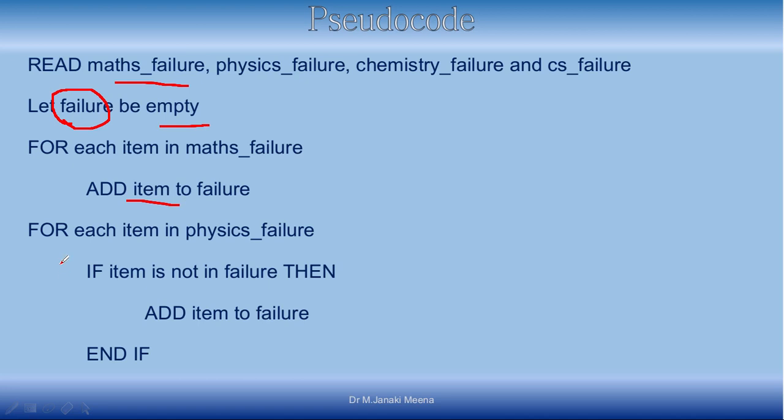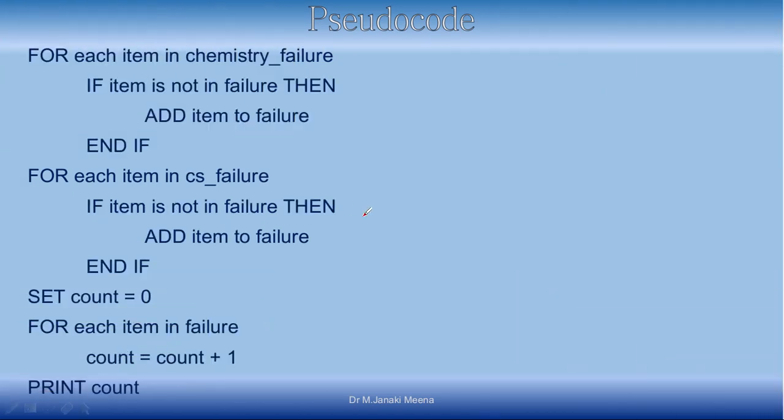And then you take the next one, physics failures. In physics failures, you take the items one by one and check: if the item is not in failure, where failure is the whole list, then I am going to add the item to failure. Next you take the chemistry failure list. If the item is not in failure, then you add it. Similarly for CS failures also, you take the student name. Actually here item refers to the student name. You take the student's name one by one and add it to the failure list if it is not already present in the failure list, right?